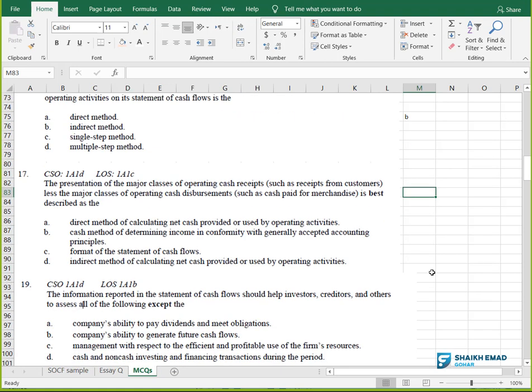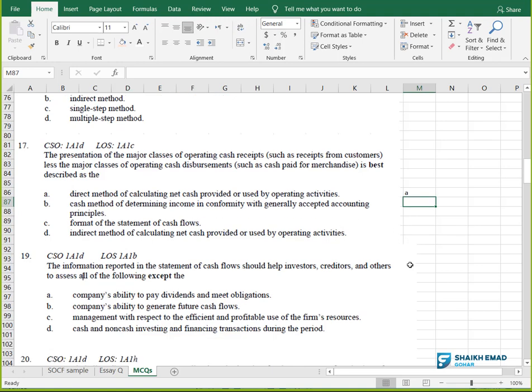17. They say the presentation of the major classes of operating cash receipts less the major classes of disbursements is best described as what? This is what I was just talking about. That is the direct method. This is the definition of the direct method. When you take your operating cash receipts minus major classes of operating cash disbursements, like this you present, that is called the direct method.